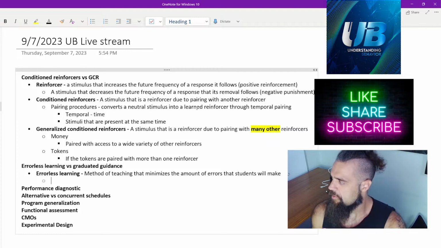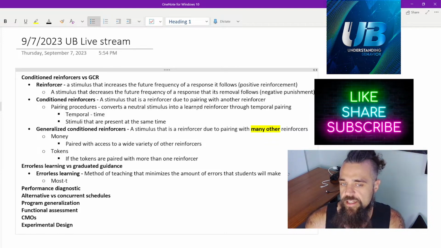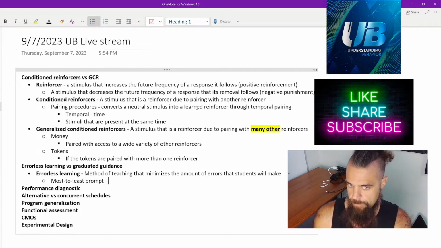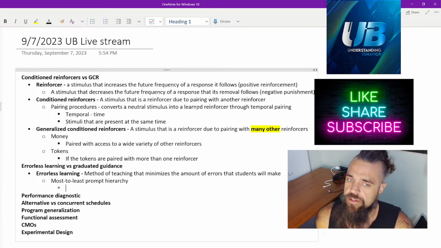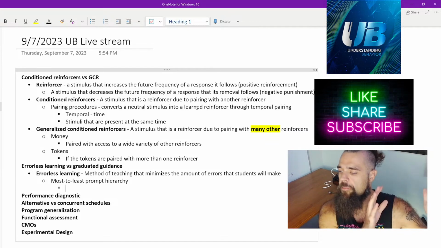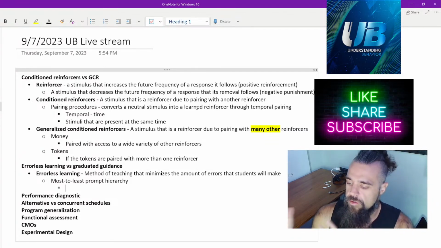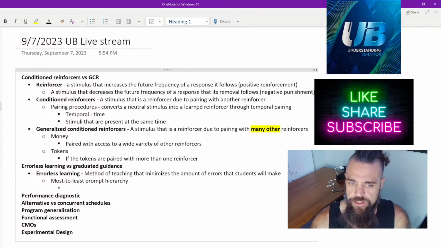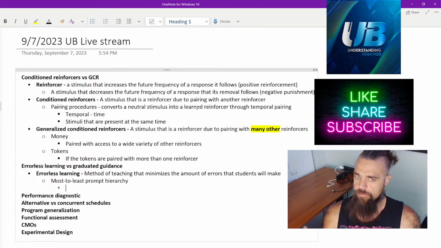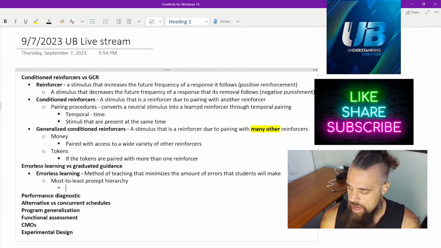So most errorless learning methods, you'll see use some kind of most to least prompt hierarchy. And when I say that term, a lot of you are probably thinking, okay, first we'll do a full physical prompt, then a partial physical prompt, then gestural, and then we'll leave it with just our verbal SD. So that's one way to do it, but what I want you to think about is that most to least prompting is a little bit more of a broad term. So this can also include things such as prompt delay.